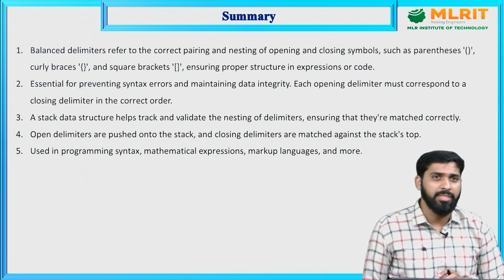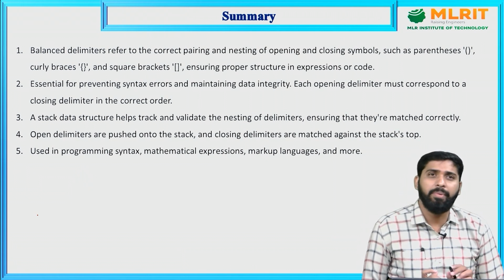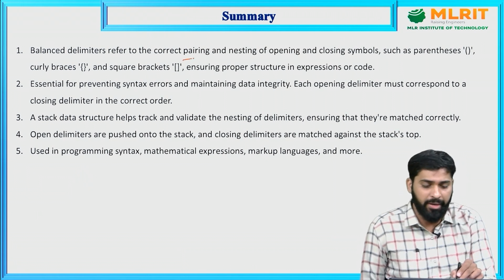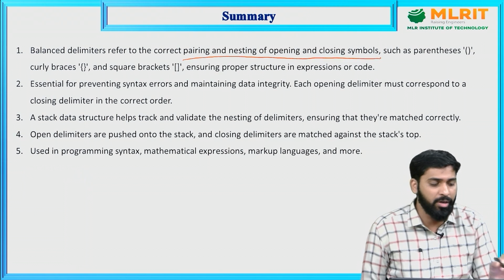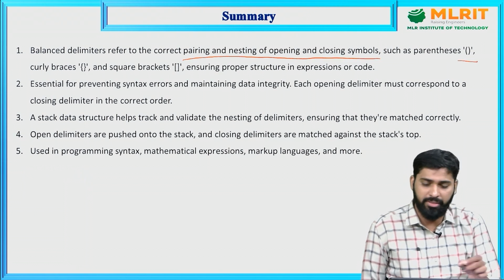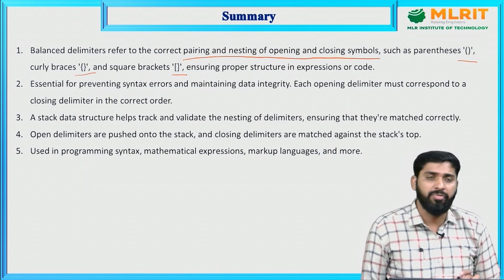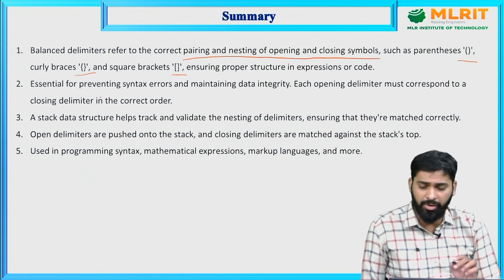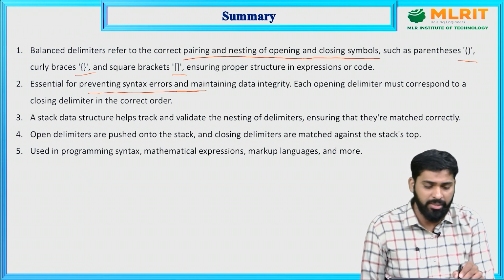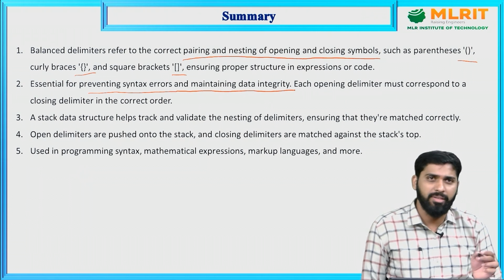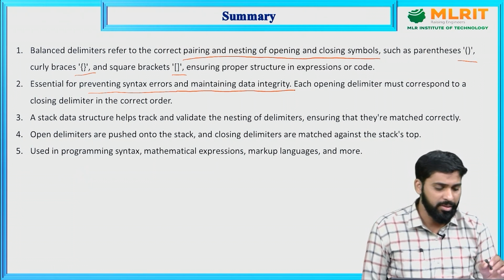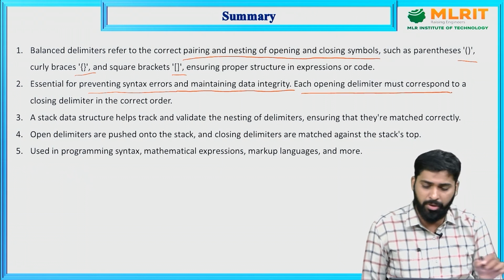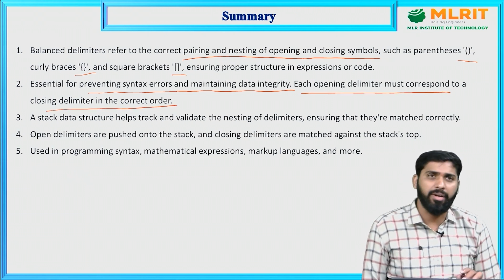So, coming to the summary of today's class. Balanced delimiters refers to the correct pairing and nesting of opening and closing symbols such as parentheses, curly braces and square brackets, ensuring proper structure in expressions or code. Essential for preventing syntax errors and maintaining data integrity. If you write any program and miss any bracket, then it raises syntax errors. So each opening delimiter must correspond to a closing delimiter in the correct order.